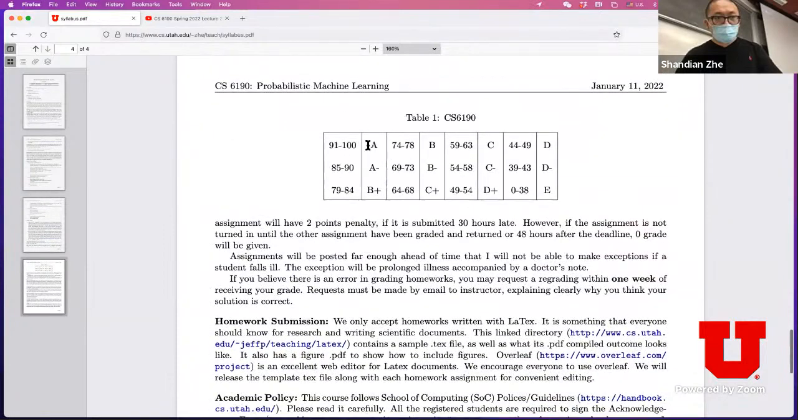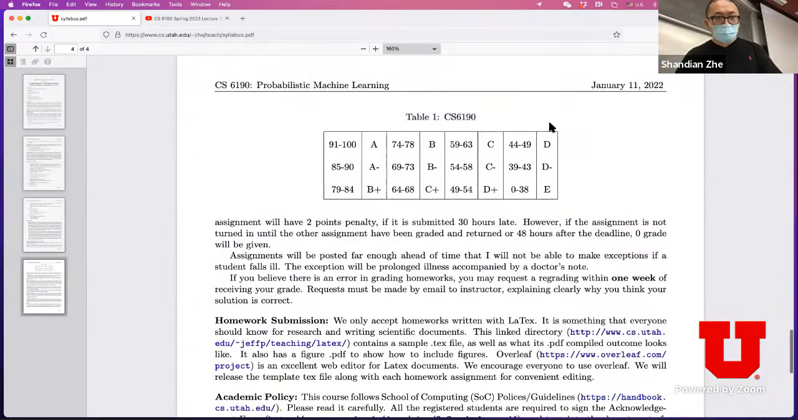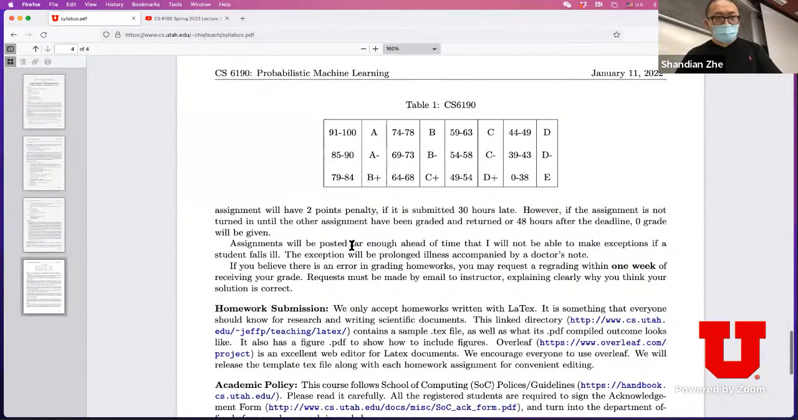And here is the letter mapping for the final grade, right? So we're gonna calculate your numerical grade and then map it to different letters, and assignments will be posted far enough ahead of time. So I usually do not make exceptions.